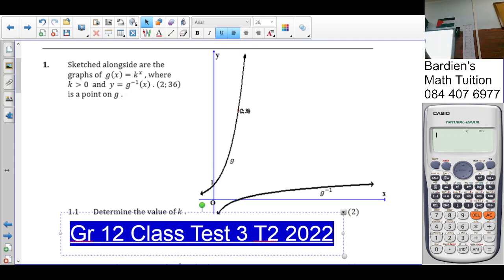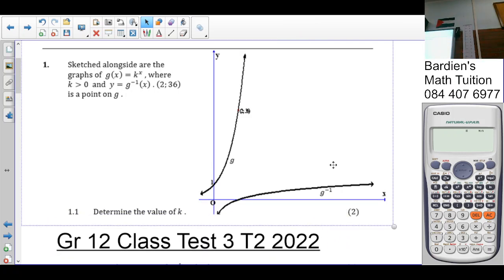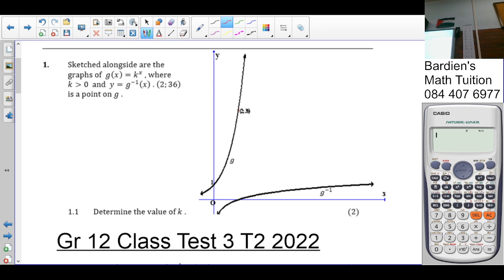So this was the test you wrote the day before yesterday. We are told to sketch alongside are the graphs of g of x, which is equal to k to the x, where k is greater than 0, and y is equal to the inverse function of g. 2 and 36 is a point on g. The question says determine the value of k. So in pursuit of calculating the value of k, I'm going to substitute a point that lies on g, which is 2 and 36, into the g of x graph.